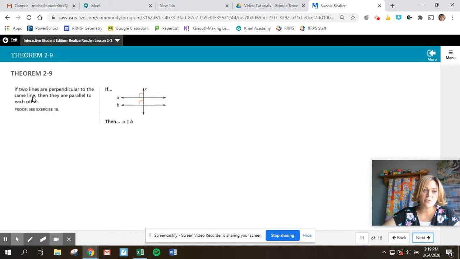Another theorem, if two lines are perpendicular to the same line. So here's line C. Line A is perpendicular, line B is perpendicular, but if you look at those right angles, those are corresponding angles. So corresponding angles are congruent. By the converse of corresponding angles, these lines are parallel. So if two lines are perpendicular to the same line, that means their corresponding angles are congruent, both 90, which means the lines are parallel.